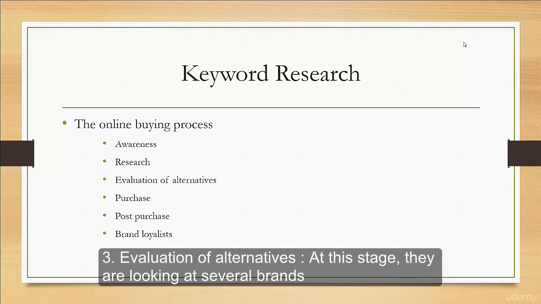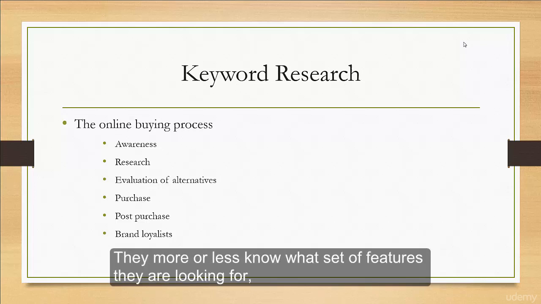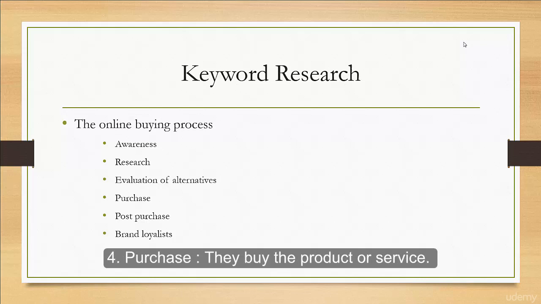Evaluation of alternatives. At this stage, they are looking at several brands that offer services or products they are looking for. They more or less know what set of features they are looking for and are trying to make the best buying decision by comparing all of the alternatives. The fourth stage is purchase. They buy the product or service.